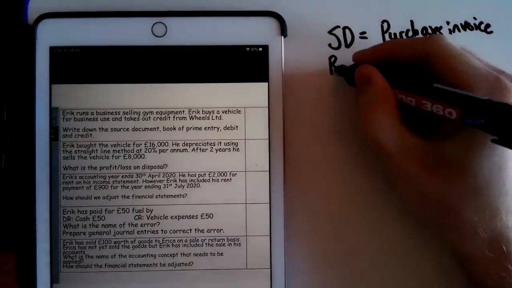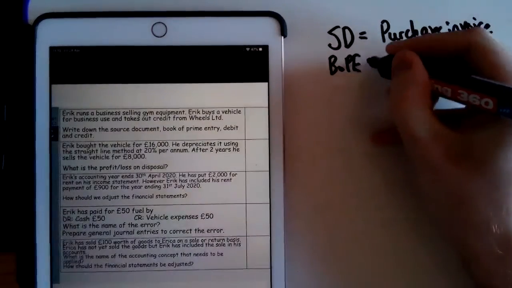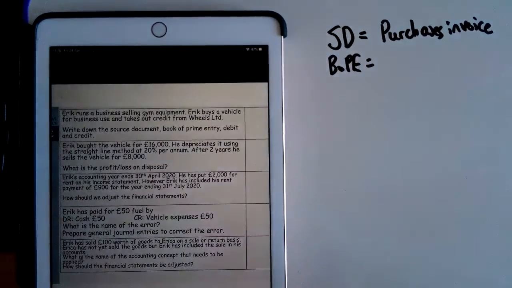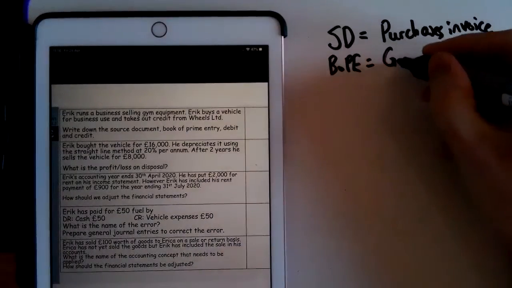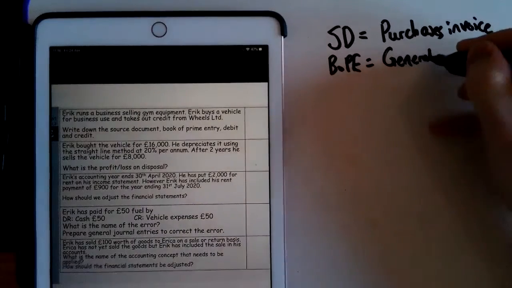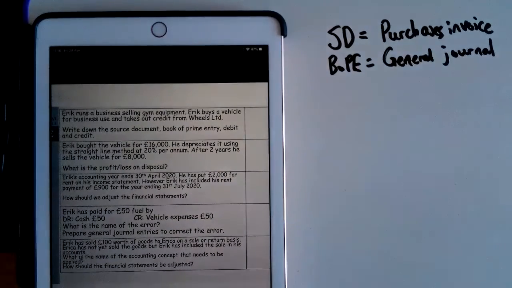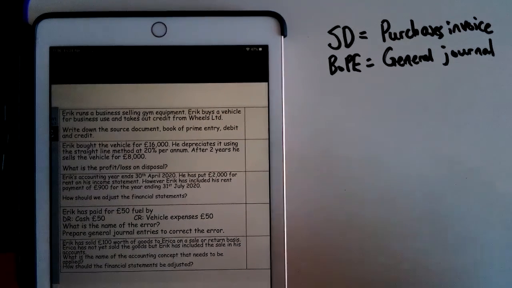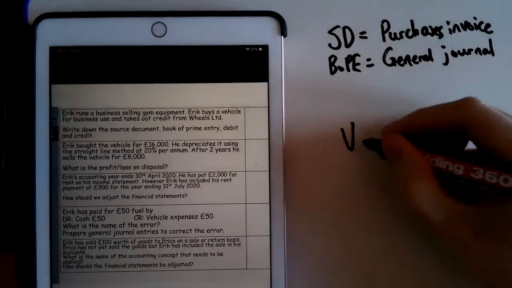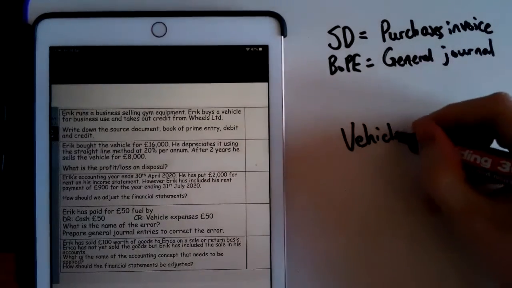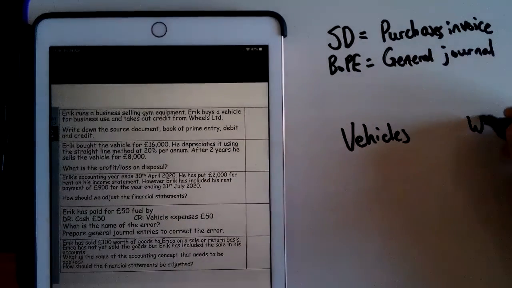The book of prime entry. Now you might be thinking it's the purchases journal. However, the vehicle's business use and it's a non-current asset, so non-current assets go in the general journal. Remember, the purchases journal is only for purchase of goods that are going to be resold. And then two accounts. Well, one's going to be the vehicle account, and the other one is going to be Wheels Limited.